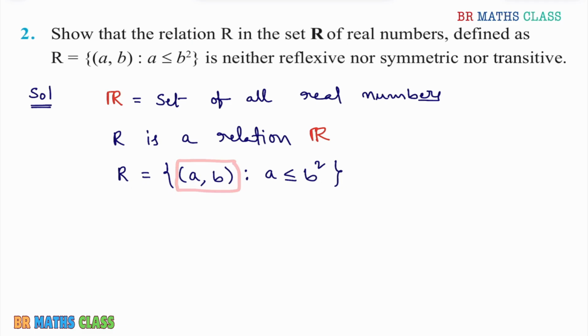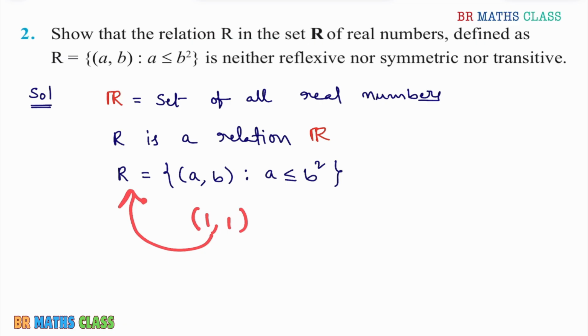Here, R is a relation on the set of all real numbers. So, this a must be a real number and b must be a real number. a and b both are real numbers and a is less than or equal to b square. For example, I'll take one ordered pair (1, 1). Here 1 is a real number. Does (1, 1) belong to this relation or not? The ordered pair (1, 1) belongs to this relation.